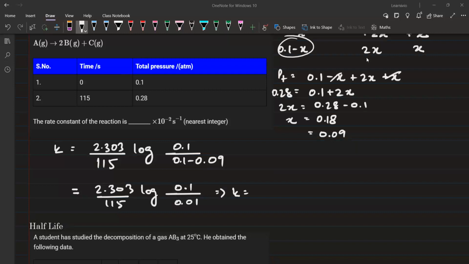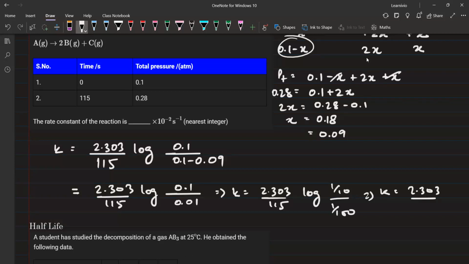It will be equal to 2.303 divided by 115 log of 1 by 10, and this is 100. This will be 1 by 100. So K will be equal to, this will be 10, no? 100 will go that side, and log 10 is equal to 1. So it will be 2.303 divided by 115. This will approximately be equal to 2 divided by 100, so it is 2 into 10 to the power minus 2, approximately speaking.